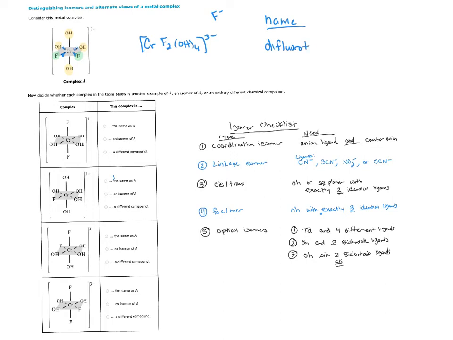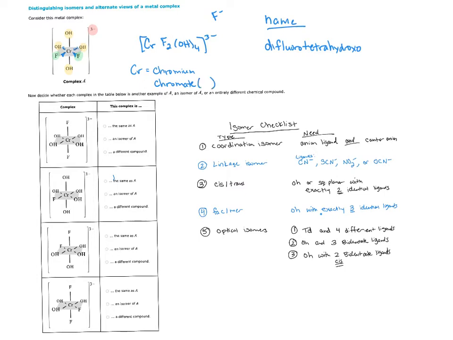Prefix of 4 is tetra, hydroxo, and then the name of the metal is chromium, right? Cr is chromium. However, this is an anionic complex, meaning the charge of that complex is negative. So we're going to name not the metal, not chromium, but chromate. And there's a list of the metal names for anionic complexes in your study guide.